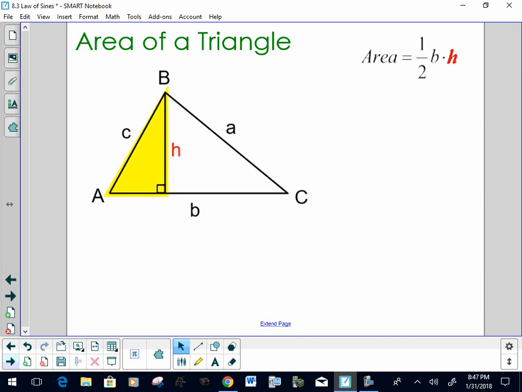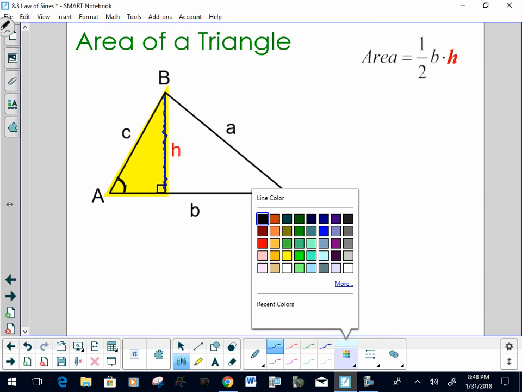And if we draw the height in the triangle, it creates a little right triangle. So what I want to think about is how could we come up with a formula for the height using the right triangle? Well, we've been talking about right triangle trigonometry, and we have this angle here, angle A. And we've been talking about what's the sine of angle A, what's the cosine of angle A, what's the tangent of angle A. So let's think about our right triangle for just a second.